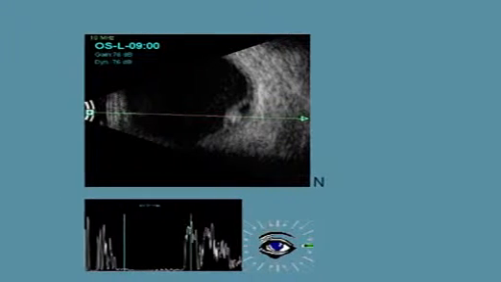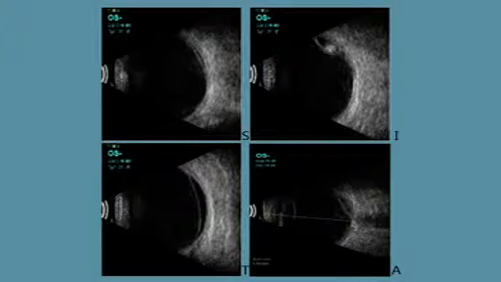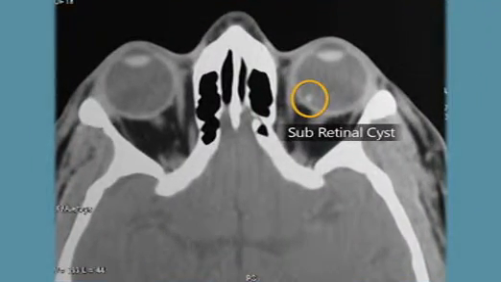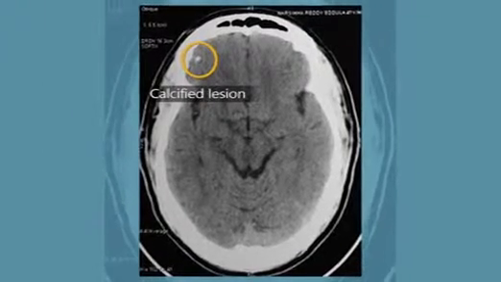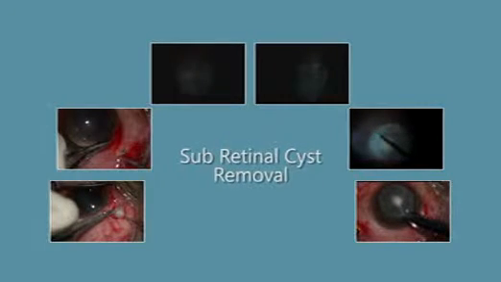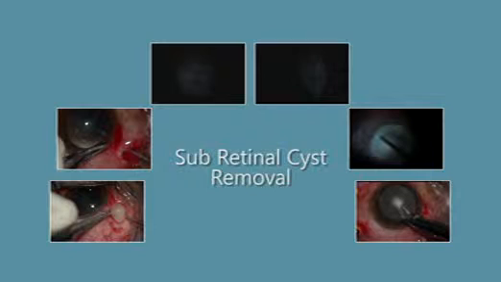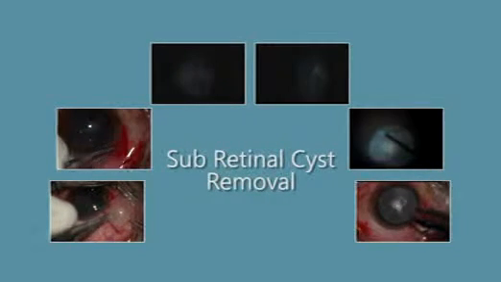The B scan was suggestive of a cystic structure with a hyperreflective echo indicating a scolex. Neuroimaging showed a calcified lesion in the brain, thus ruling out active neurocysticercosis. Thus, a 23-gauge sutureless pars plana vitrectomy and cyst removal was planned.